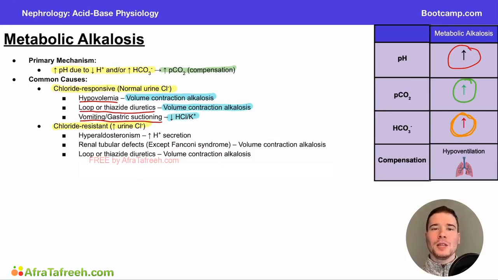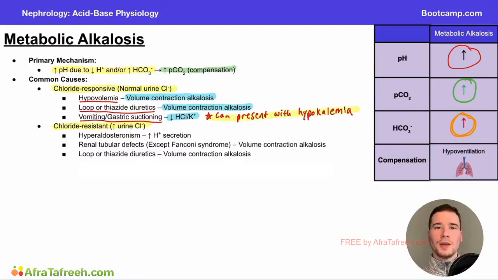With vomiting or gastric suctioning, this should make a little bit more intuitive sense. If you vomit, you're losing a lot of hydrogen chloride as well as potassium, which is in our gastric secretions as well. And if you decrease these, this is going to decrease our proton levels, right? Because we're losing our hydrogen, part of our HCl, and this can ultimately cause an alkalotic state. Key here I want you to be mindful of is that these patients can also present with hypokalemia, which I will highlight here.